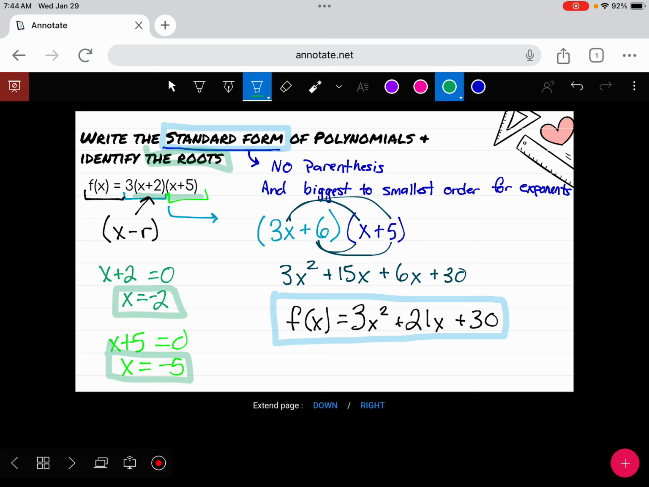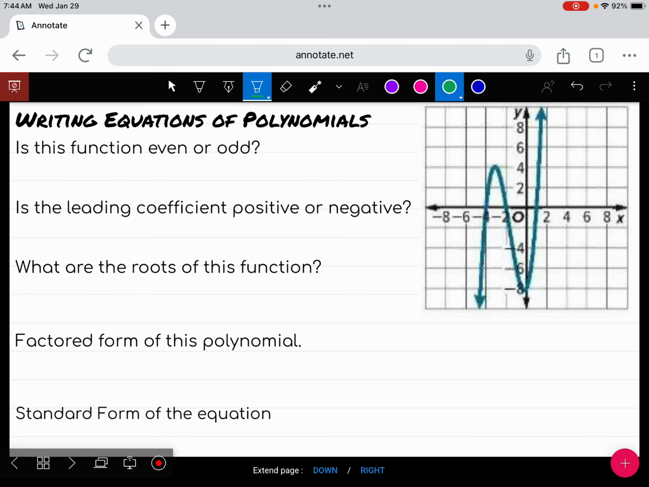Okay, so what we're going to do is we're going to take the rest of these graphs, find our roots from the graphs, write an equation in factored form and use that to find our standard form. So I'm going to walk you through the process. So here's our first one. First thing I want to know is, is this even or odd? Odd, because we got those opposite arrows. So this is an odd function.